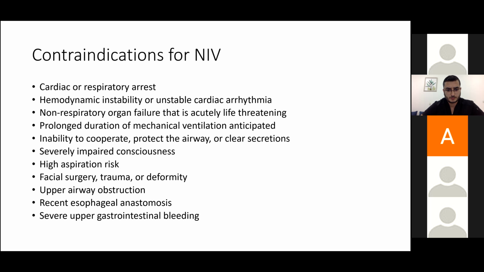In this case, the mask will not fit. So, I mean, it will not be useful if you use it. If they have upper airway obstruction, for example, a big tumor, or recent esophageal anastomosis. In this case, they say that by theory, there might be dehiscence of the sutures, meaning the wound will open up. And if there's active upper GI bleeding. So in these cases, it's not advisable to use NIV. You probably want to protect the airways in a better way and intubate the patient right away.